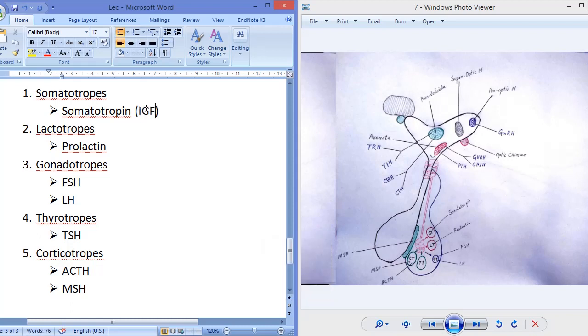That is called IGF. The IGF is secreted by the liver, by the muscles, and by the bones. Why is the IGF secreted? Insulin-like growth factors are secreted upon the stimulation of somatotropin. When the somatotropin stimulates the muscles, the bones, and the liver, they secrete the IGF, insulin-like growth factor. And insulin-like growth factor is responsible for the division and the growth of all the tissues of the body.